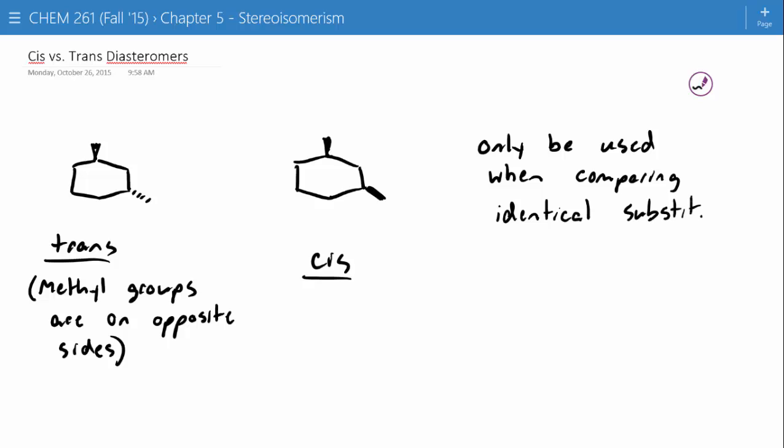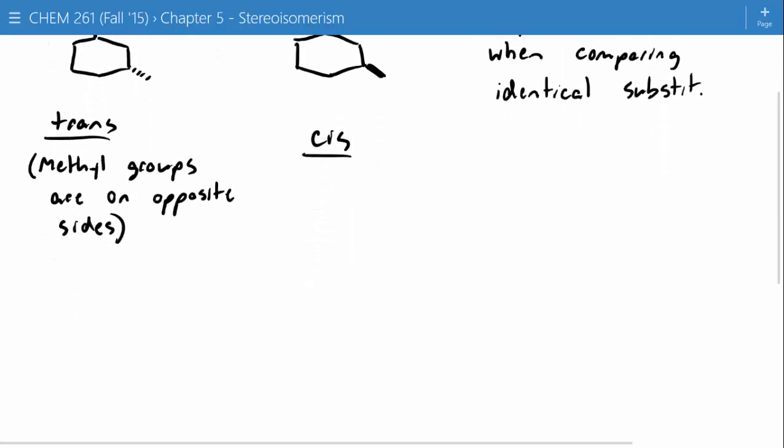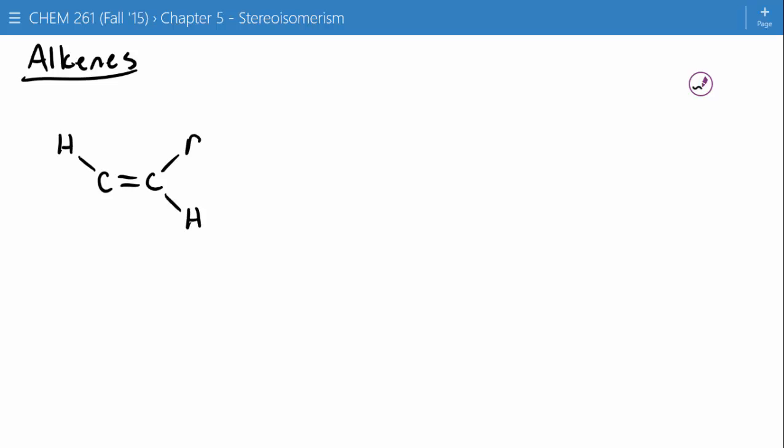So in this case, we could have compared the methyl groups because they're identical, or the hydrogens coming off of those carbons because they're also identical substituents. There's also another cis and trans out there with alkenes. What's an alkene again? Double bond. So let's say we've got this group. Do you think this would be called cis or trans?